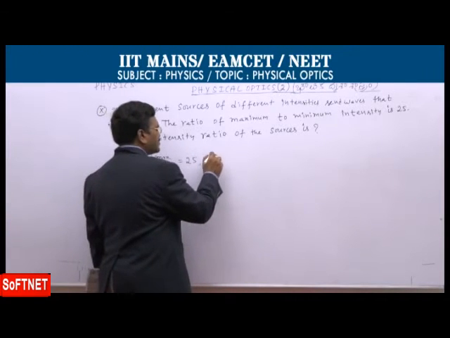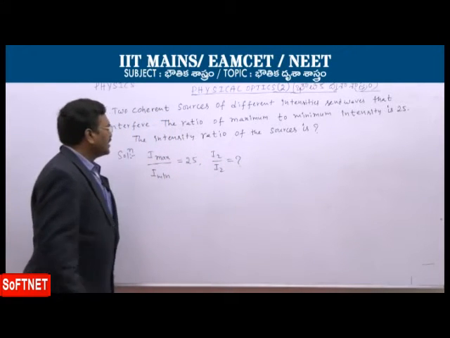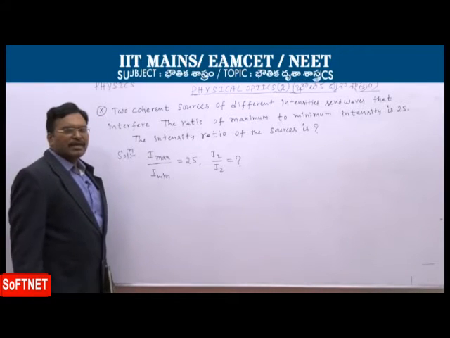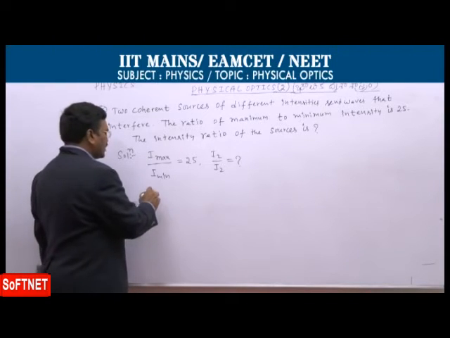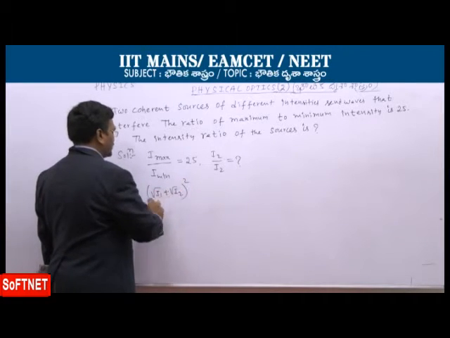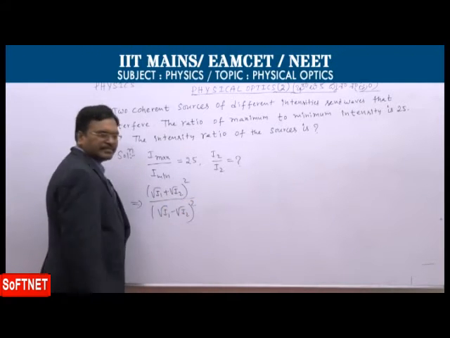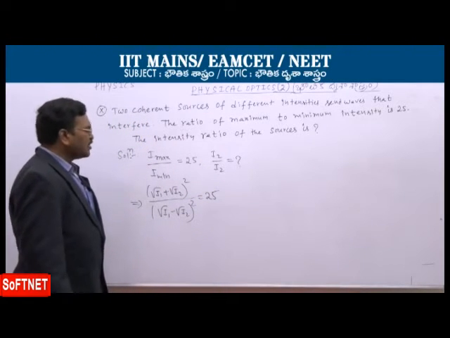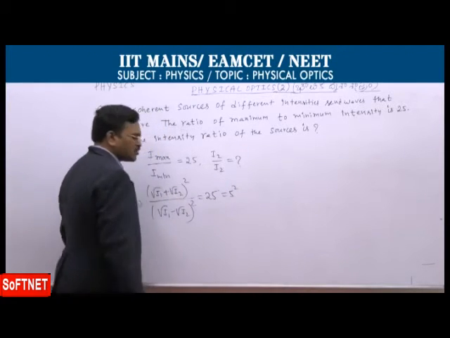Now, the intensity ratio of the two sources. Let I1 and I2 be the intensities of the two sources. They are asking for I1 by I2. How do we calculate it? I maximum, already explained in the last class, is root I1 plus root I2 whole square. I minimum is root I1 minus root I2 whole square. This ratio, maximum to minimum intensity, is 25. 25 means 5 square.